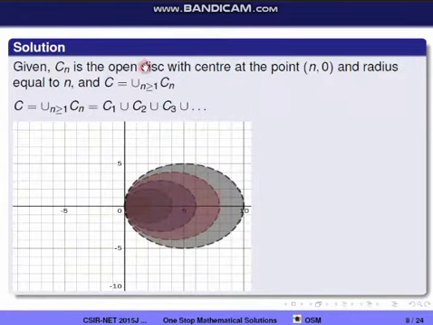Cn is an open disk with center (n, 0) and radius n. C is the union of the Cn, so that is equal to C1 union C2 union C3 and so on. So we'll plot C1, C2, C3 in the xy axis. C1 is an open disk with center (1, 0) and radius 1, so we'll get this curve. C2 is an open disk with center (2, 0) and radius 2, we'll get this open disk here. And C3 is an open disk with center (3, 0) and radius 3, we'll get C3 here. So plotting like this, we'll get curves like this, and C is the union of all these curves, so we'll get this whole thing continuous.